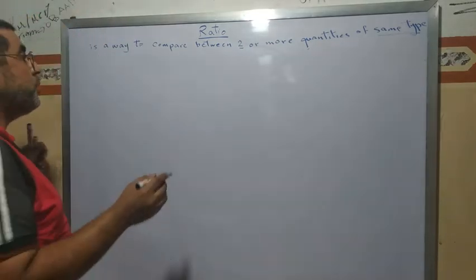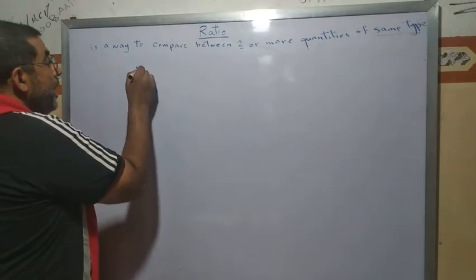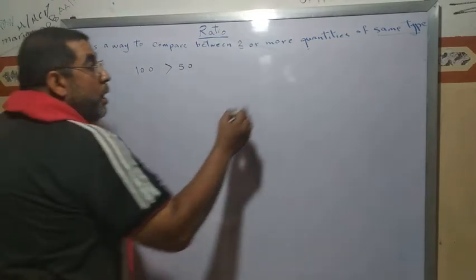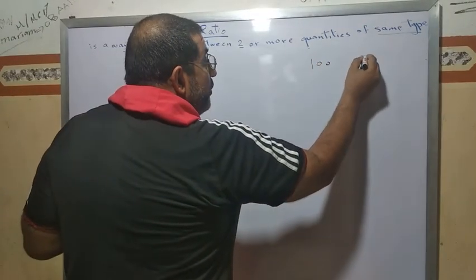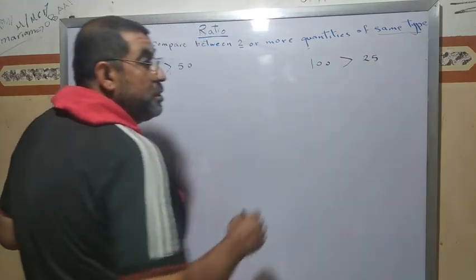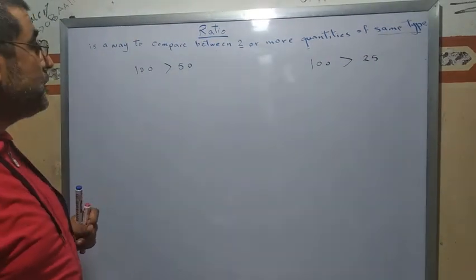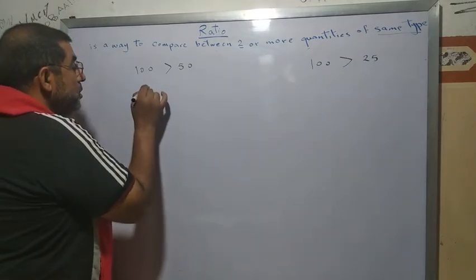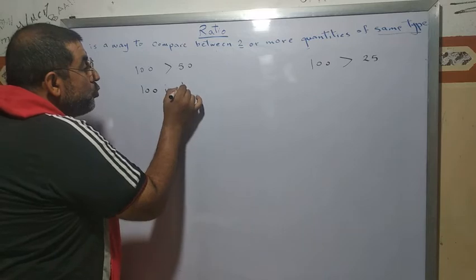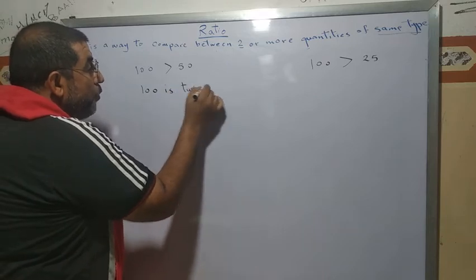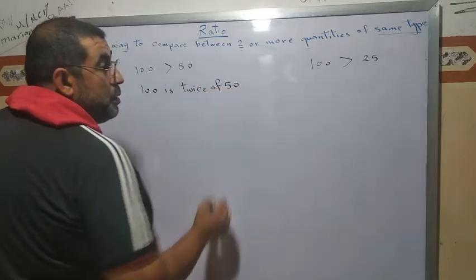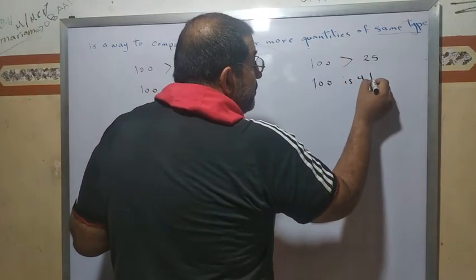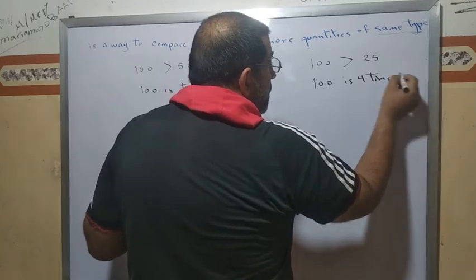We compare between two numbers, as 100 and 50, that 100 is greater than 50. And 100 and 25, 100 is greater than 25. But that's not sufficient. We can say 100 is double or twice of 50, and 100 here is 4 times 25.